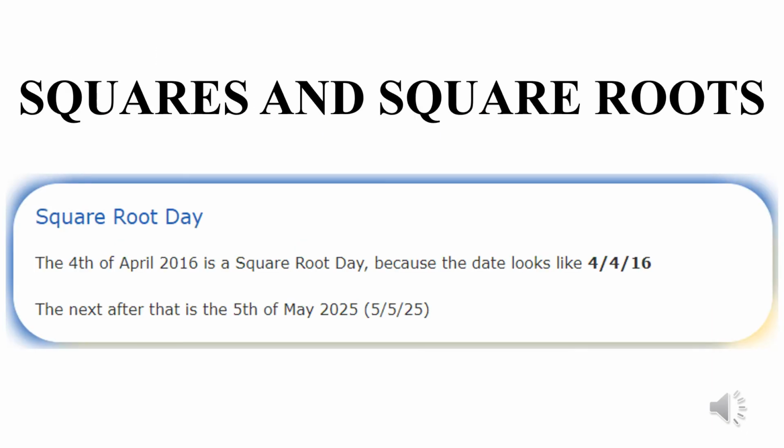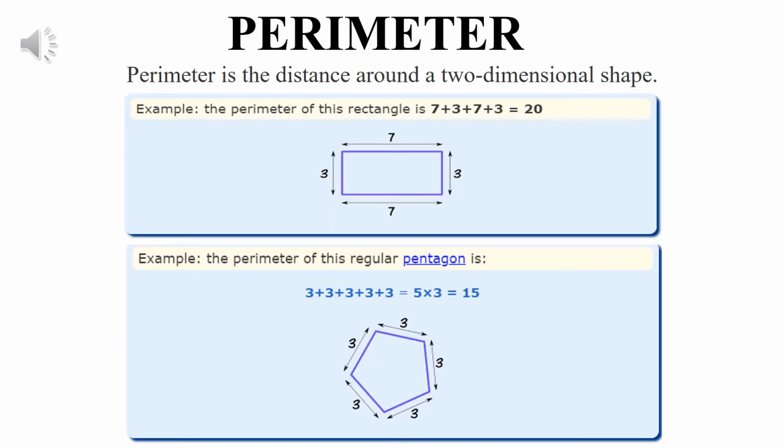Square root day. The 4th of April 2016 is a square root day because the date looks like 4/4/16. The next after that is the 5th of May 2025, 5/5/25. Perimeter. Perimeter is the distance around a two-dimensional shape.